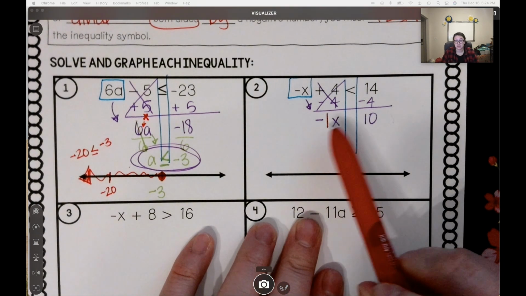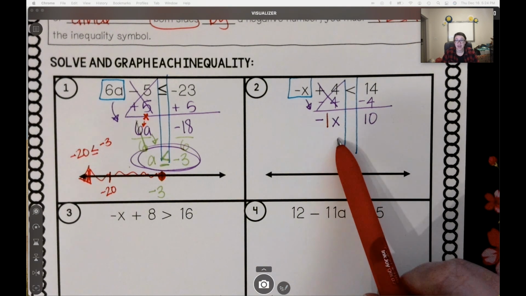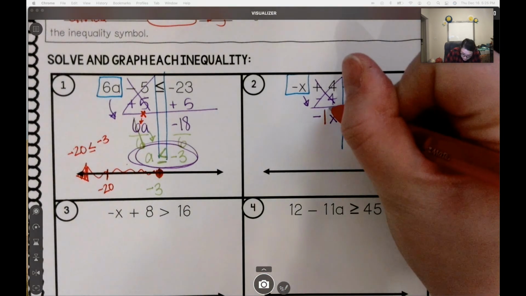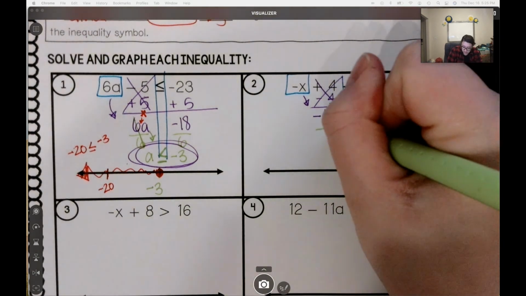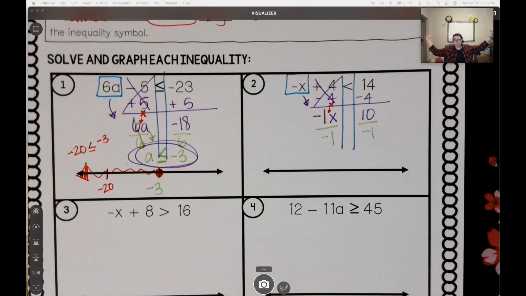What operation is happening with that negative 1 and x? I'm not adding 1 to both sides because, just like over here, they're really being multiplied together. So I have to do the inverse. I have to do the opposite of multiplication, which is division. We are dividing both sides by a negative 1. Something crazy is about to happen.